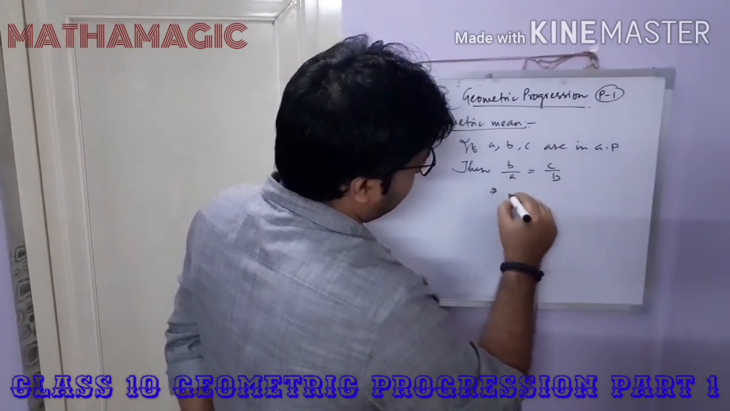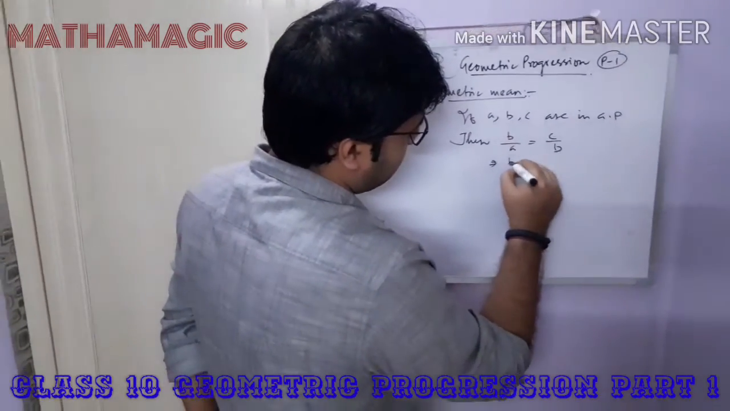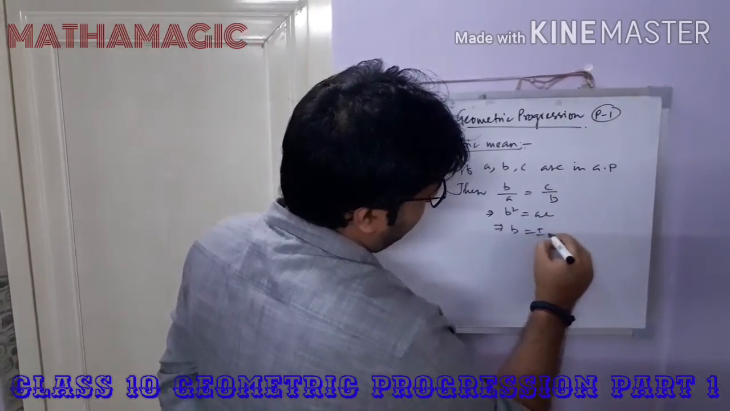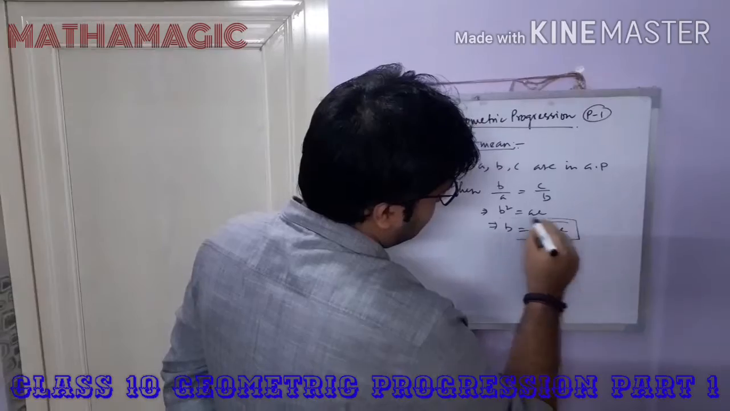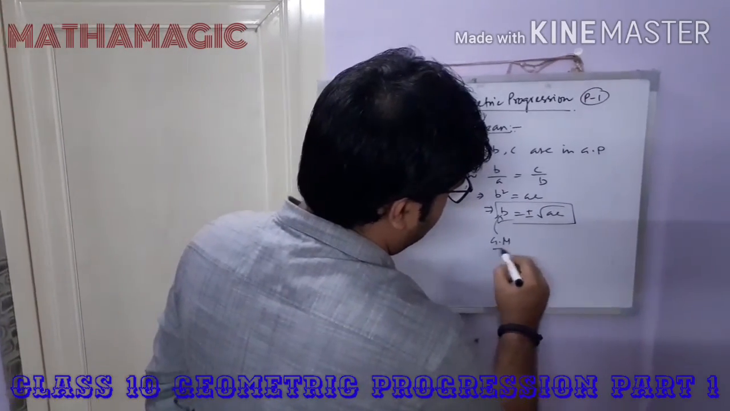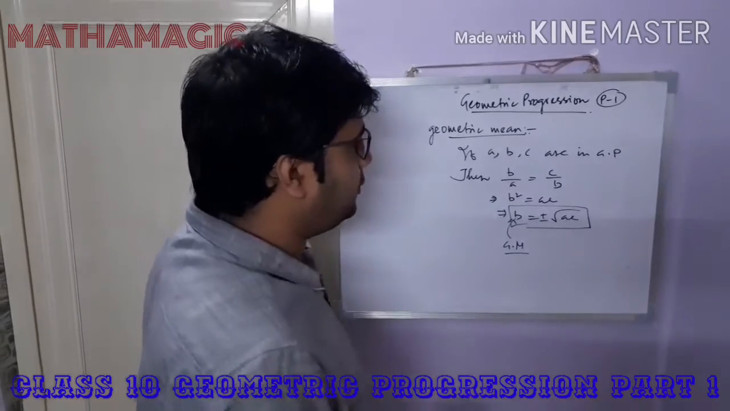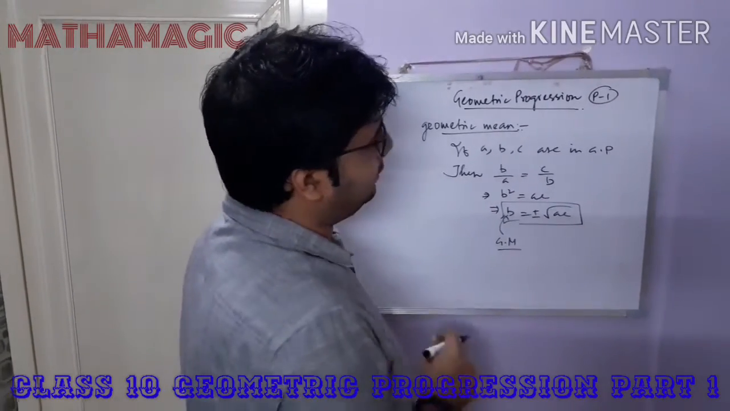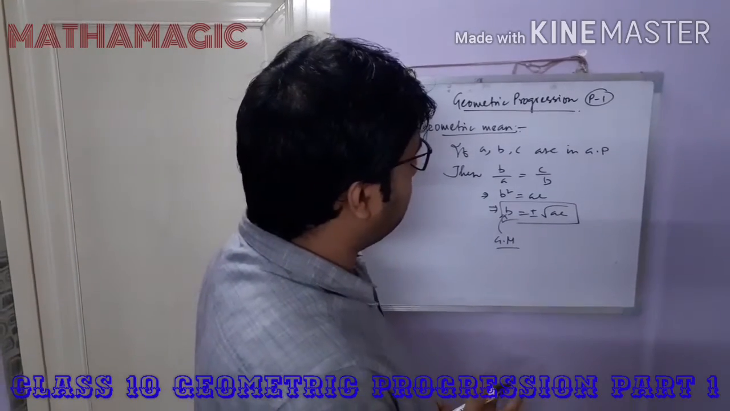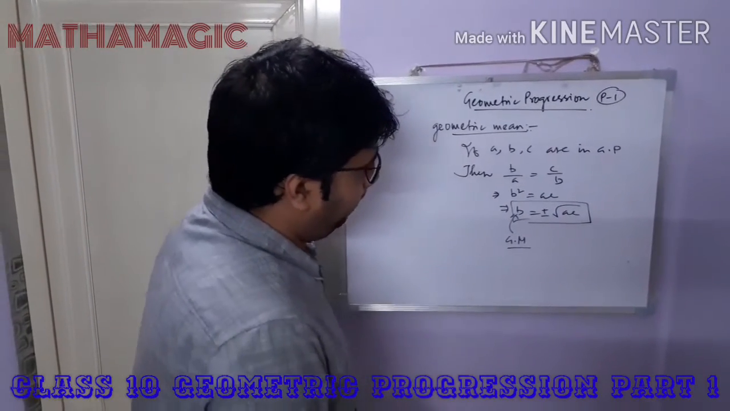Now, if you do the cross multiplication, you will get b square equals ac, or b equals plus minus root of ac. This b is called the geometric mean. So in case of GP, the geometric mean b is equal to plus minus root of ac. So please note it down. This is the concept of geometric mean.